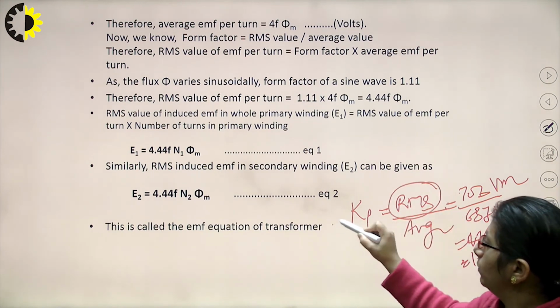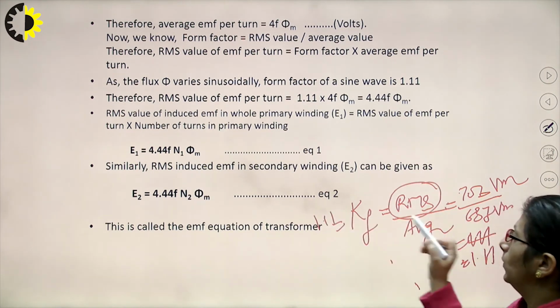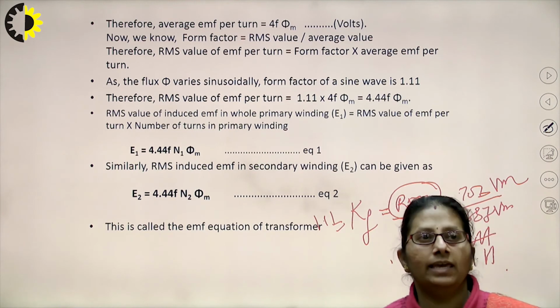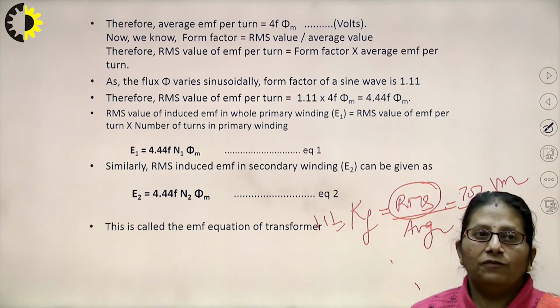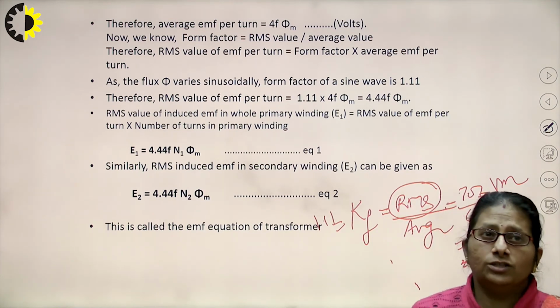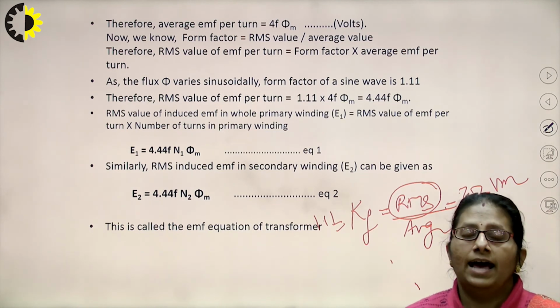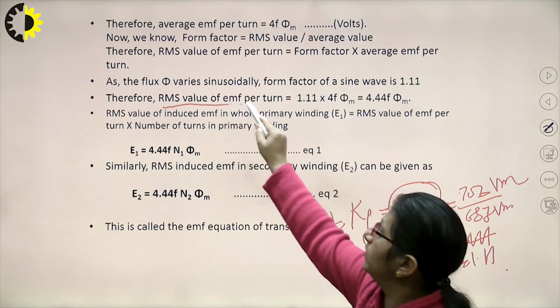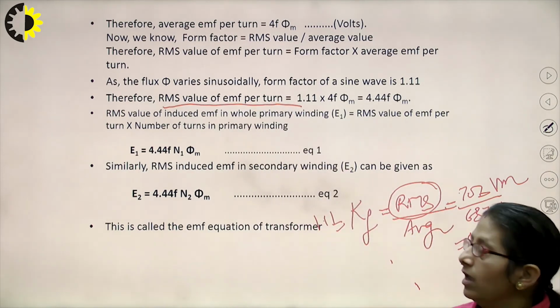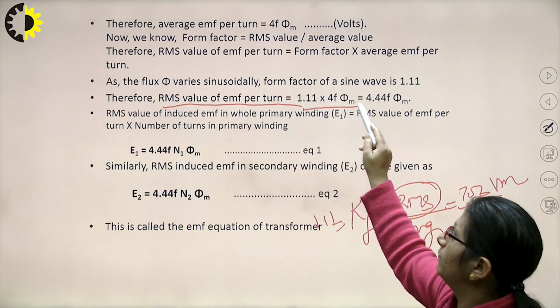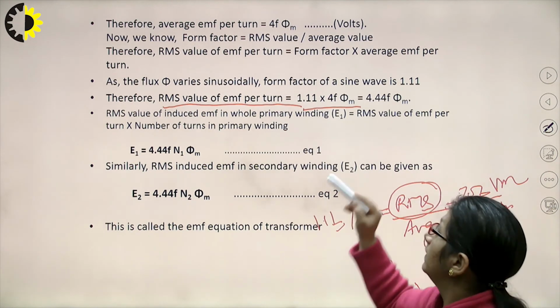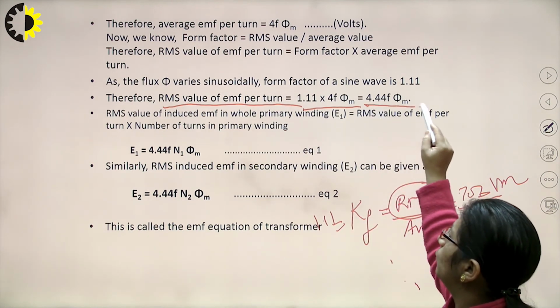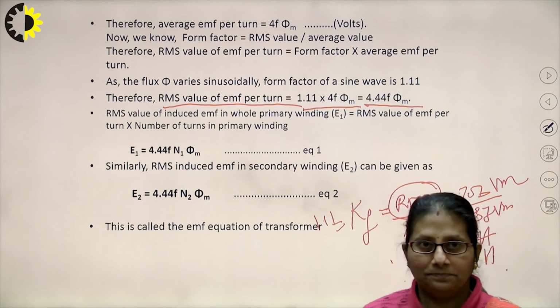What I am going to do? I am going to multiply it with the average value. So, just multiplying the 1.11 factor with the average EMF per turn, we can have the RMS value of the EMF per turn. So, the RMS value of the EMF per turn would be given by 1.11 multiplied by 4f phi m. That will be given by 4.44 f phi m, right.